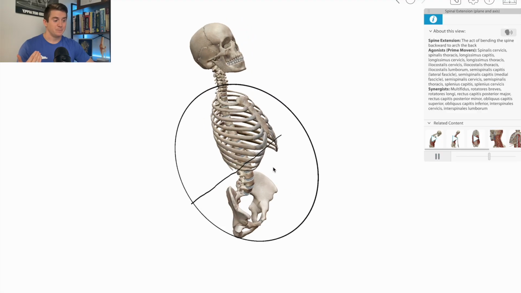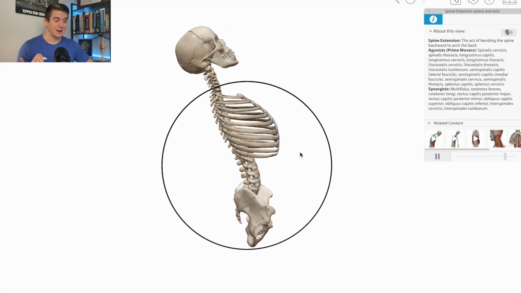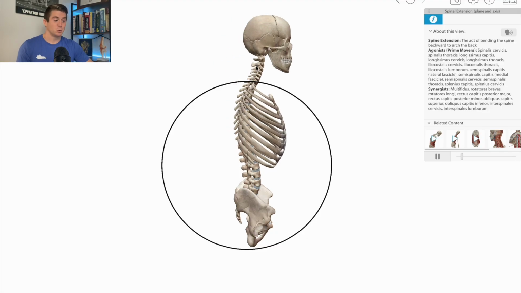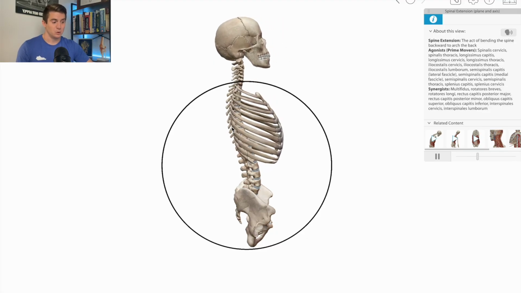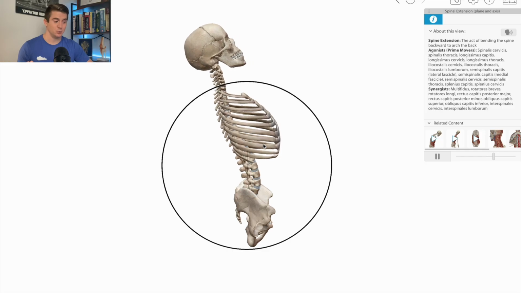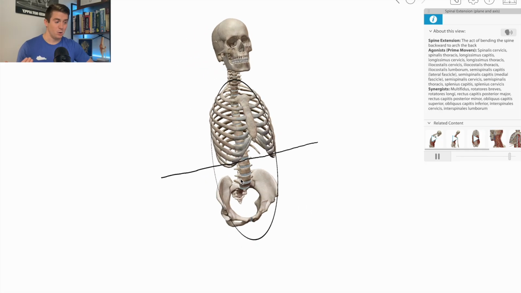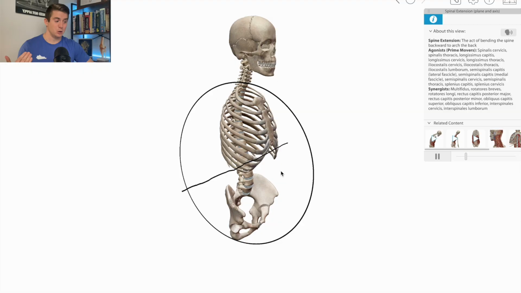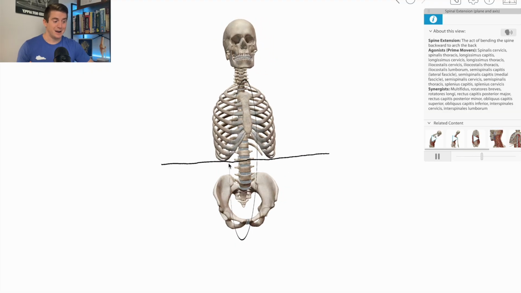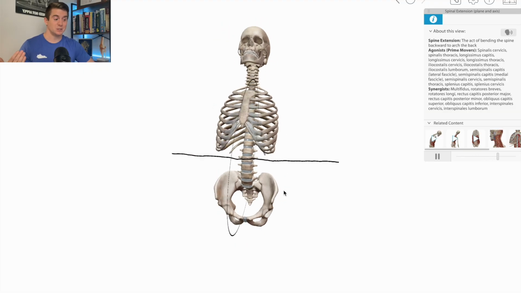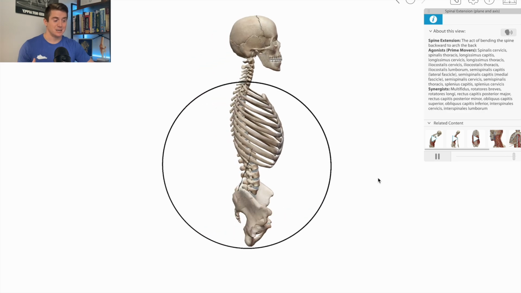Okay, so spinal extension is starting from that anatomical neutral position, and this is where the spine is moving backwards or bending backwards from that anatomical neutral position. We also know now that the plane of movement that's denoted here by the circle that's cutting the body into right and left halves is known as the sagittal plane. So spinal extension, we have a sagittal plane movement.